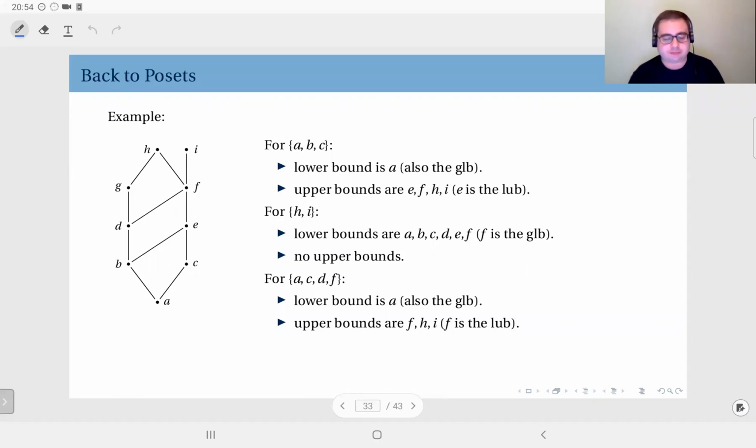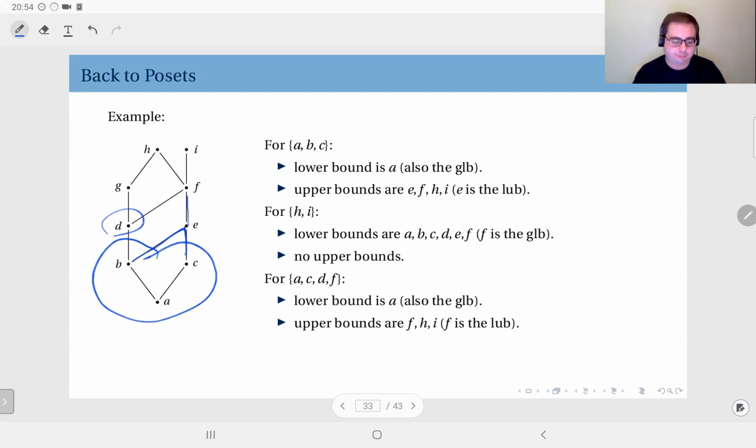For subsets, let's say A, B, C. So this is my subset. Clearly, the lower bound is A. It's also the greatest lower bound. And the upper bounds for this subset are, of course, E. It's not D because D is not related to C.